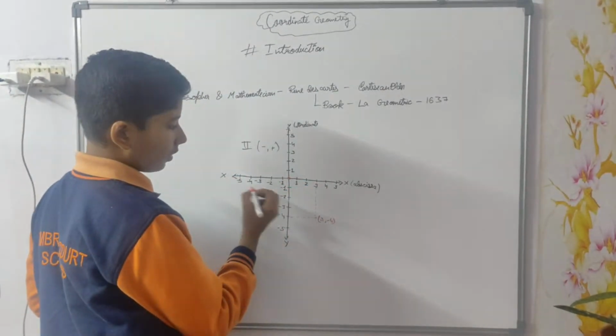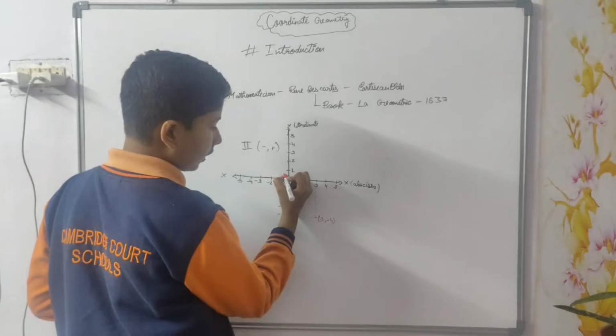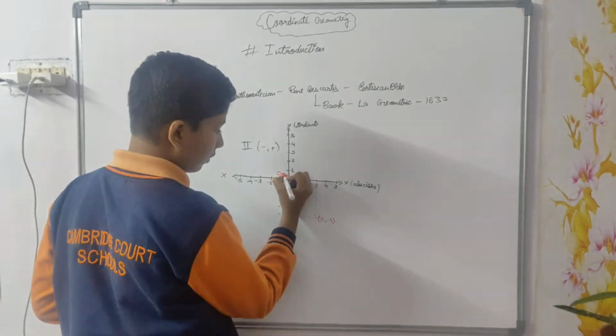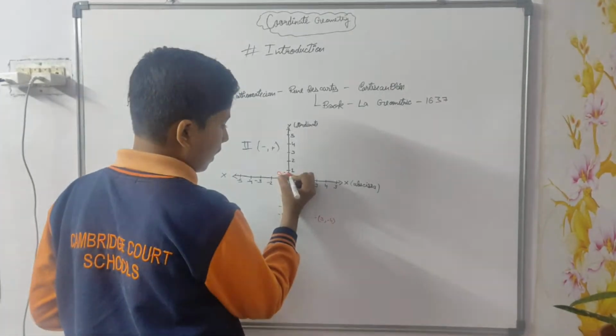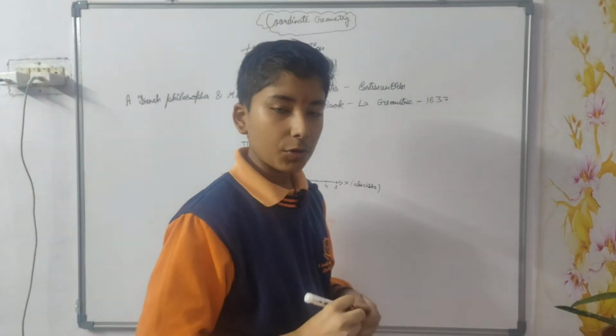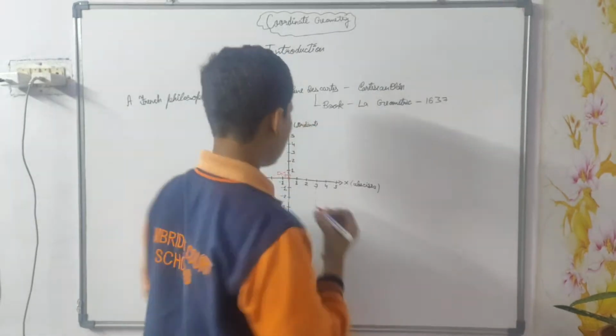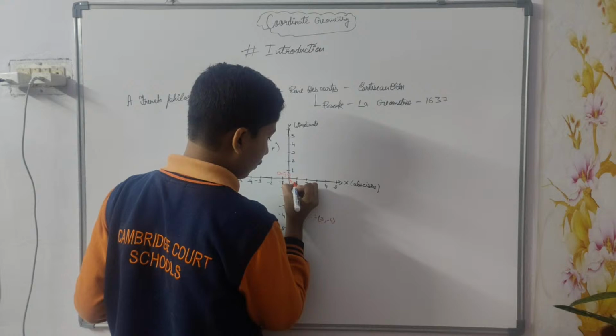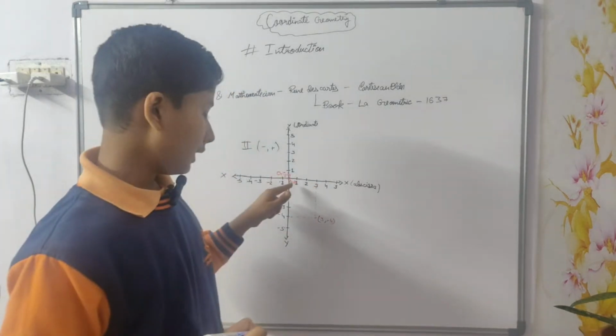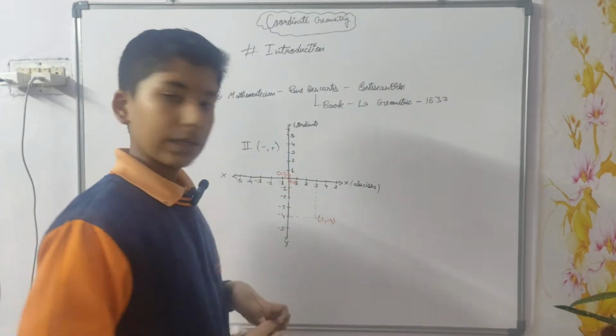Now, yes, I was asking about this. This is known as the origin. I'm sorry if I have not told you this earlier. Its coordinates are 0, 0 because it is neither on the x-axis nor on the y-axis.